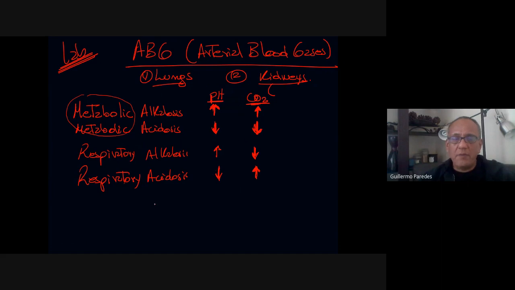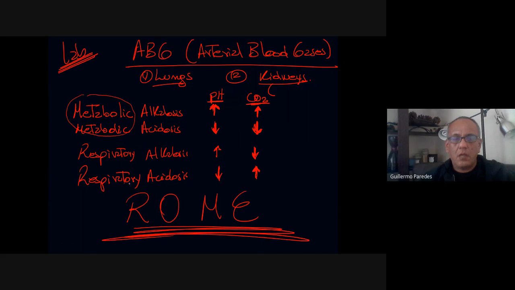How to remember this? How to remember this? With the word ROME. R-O: respiratory, opposite. M-E: metabolic, equal.